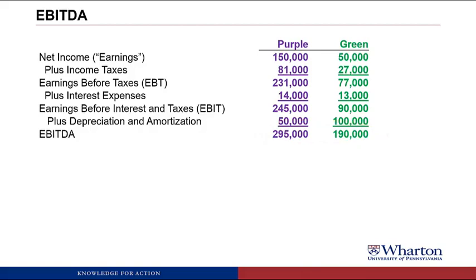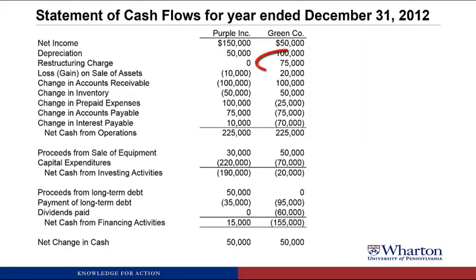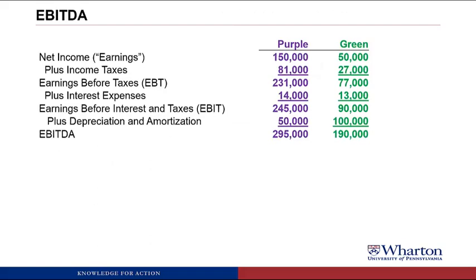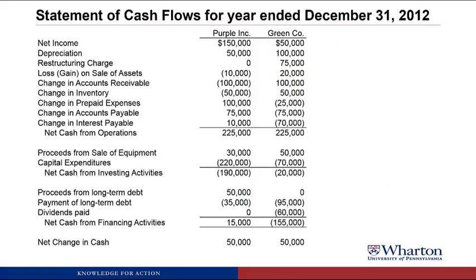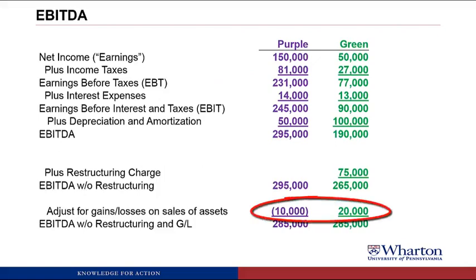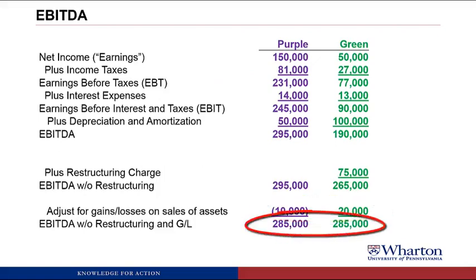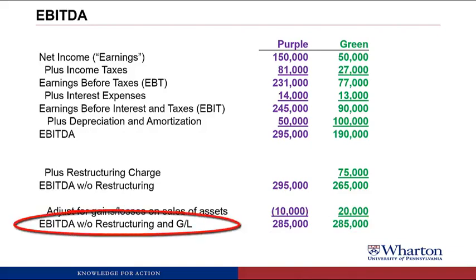Now, of course, if you think back to the cash flow statement, one of the things that Green had was a restructuring charge, which is a non-cash charge like depreciation that needs to get added back. So if we add back the restructuring charge so that we get EBITDA without the restructuring, now the two numbers are closer. Also, if we go back to the cash flow statement, they had different losses and gains on sales of assets. That's part of earnings, but it should be an investing cash flow, so we need to take that out as well. So why don't we adjust for the gains and losses on asset sales? And when we do that, then we get EBITDA that's identical between the two companies. Although, I guess since it's EBITDA without the restructuring and the gains and losses, we should call it EBITDARGLE.